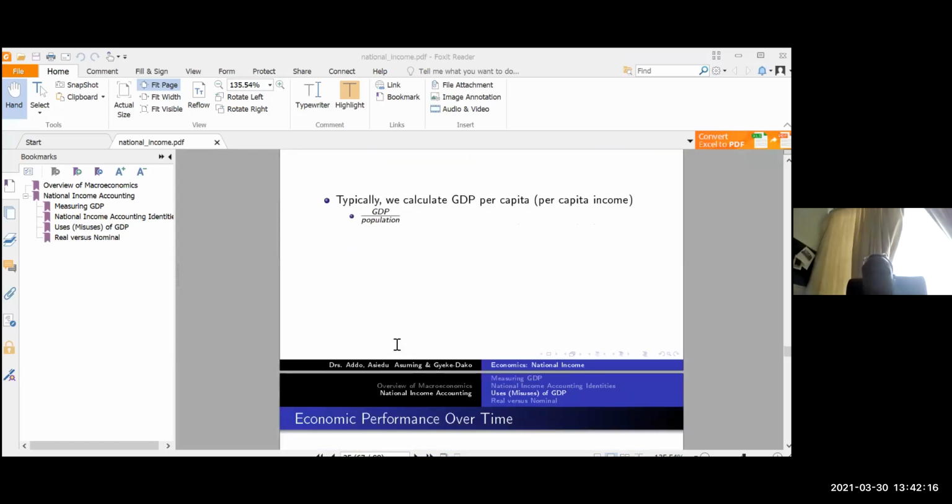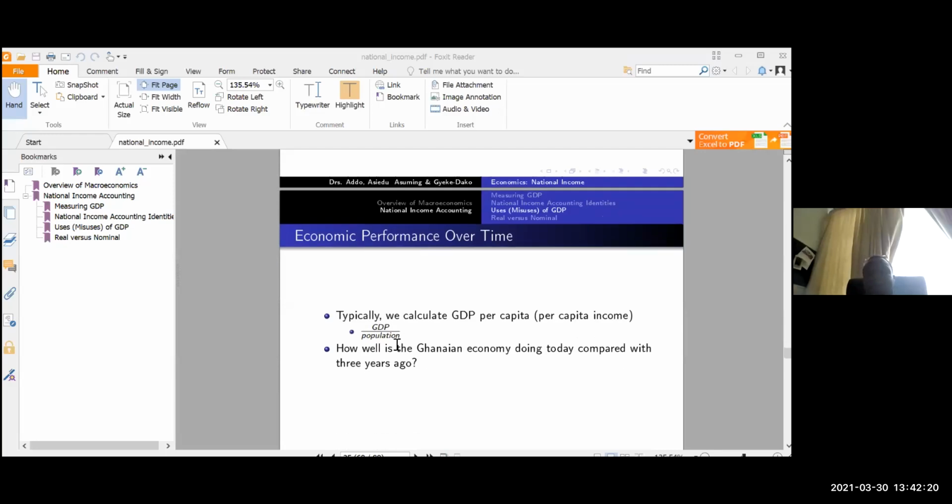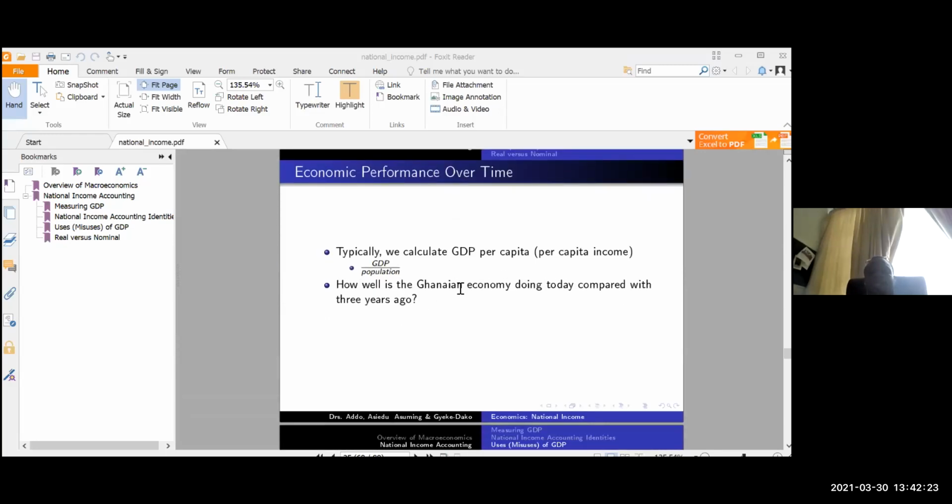So their value in that small country is very high. Okay. All right. So that is the bare minimum. How well is the Ghanaian economy doing today compared with 3 years ago? At least you should do that analysis, scaling it with population. So GDP per capita, not the absolute GDP. Okay.